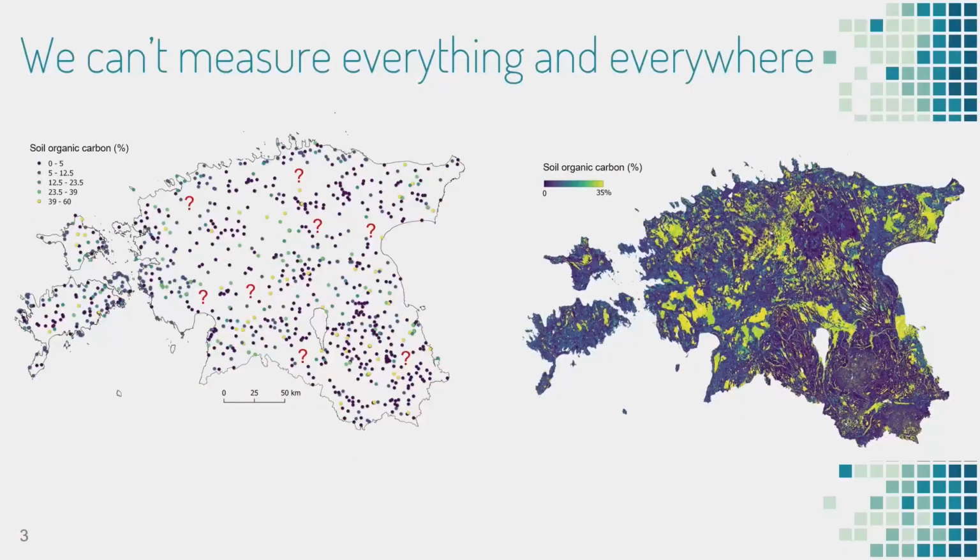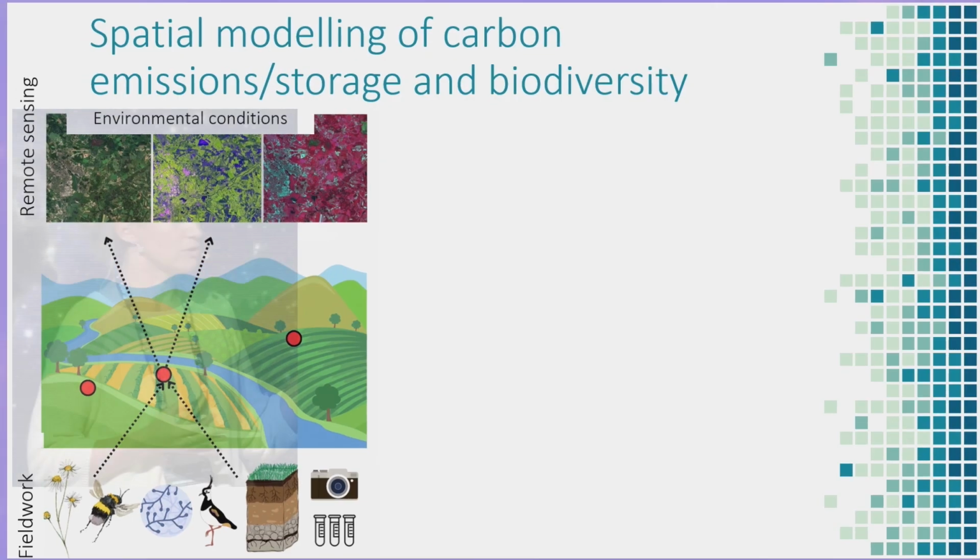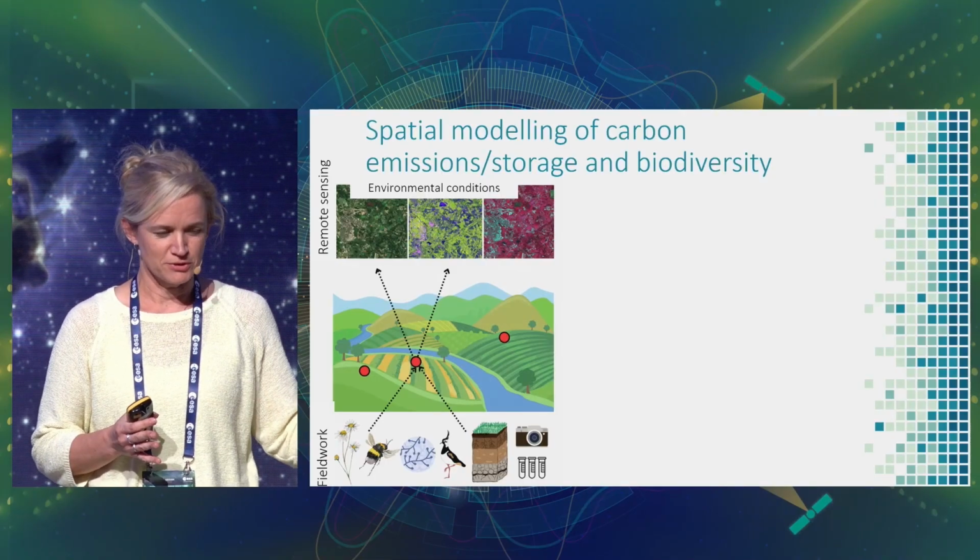So ideally, we would want to see a full-scale map. And here now comes into play remote sensing, which potentially could help, and data cubes. Unlike land cover mapping, which is a classification task, this is a little bit different. Here we try to model some processes. In general, it's spatial modeling. What we are trying to do is spatial modeling of carbon emissions and storage and biodiversity. It's a very ambitious task.